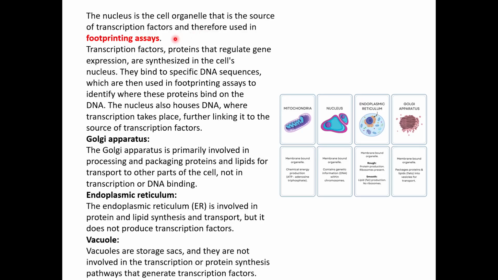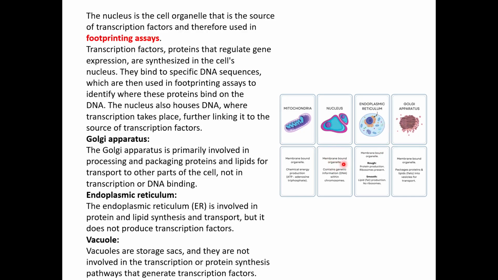and which is used in footprinting assays. So, transcription factors, or proteins that regulate gene expression, are synthesized in the cell's nucleus. You can see these are four major organelles of the cell. This is your nucleus, this is your mitochondria, this is your endoplasmic reticulum, and this is your Golgi apparatus.